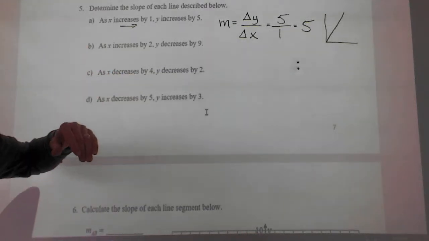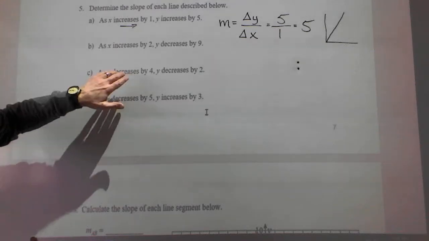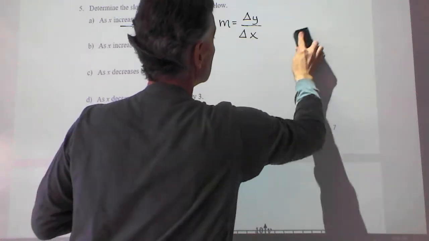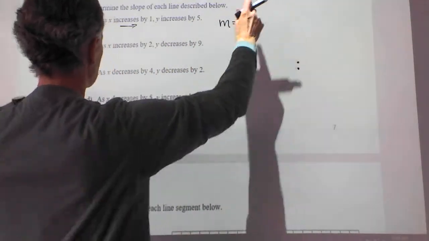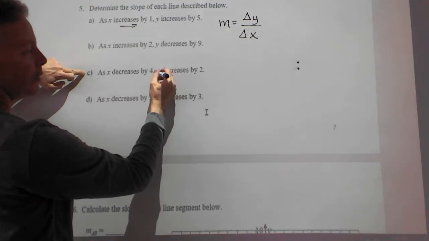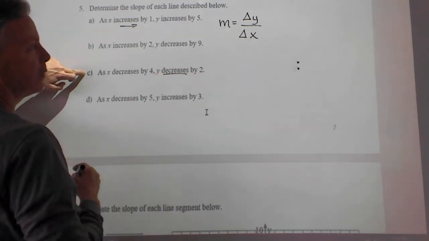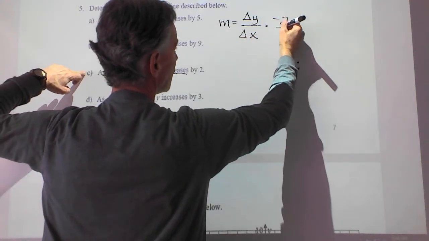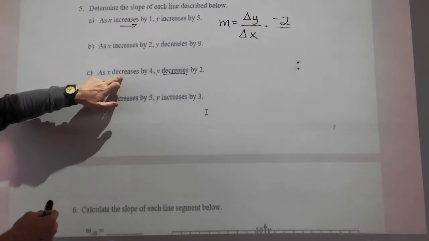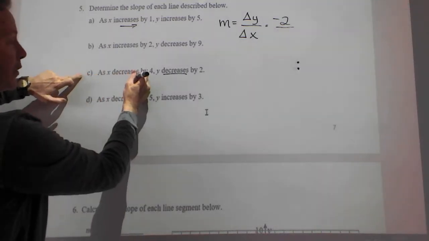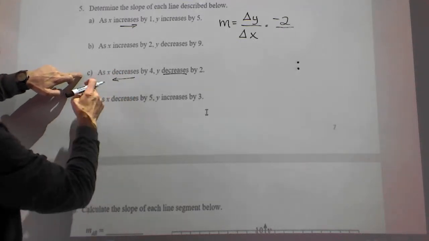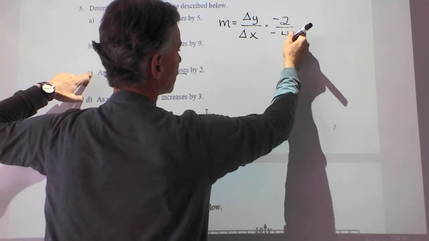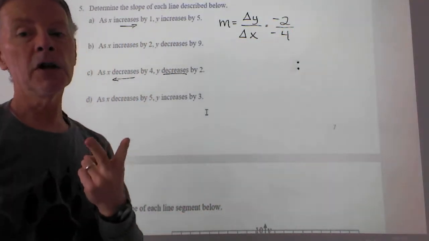Okay, let's take a look at C, okay, because with C, again, we have our slope equals the change in y, which for C tells you y decreases by 2. Well, decreases means you're going down, so that means your y is going to be a negative number, right? But look at the x. The x is also decreasing. That means you're going to the left on the x-axis, right? Towards the more negative numbers. Also a negative. Look. We have a double negative.